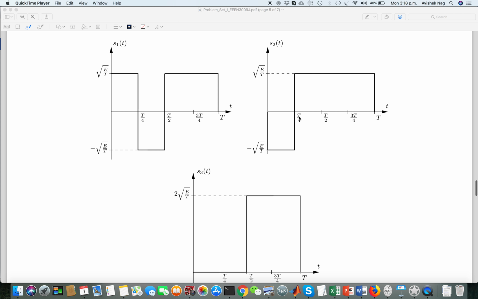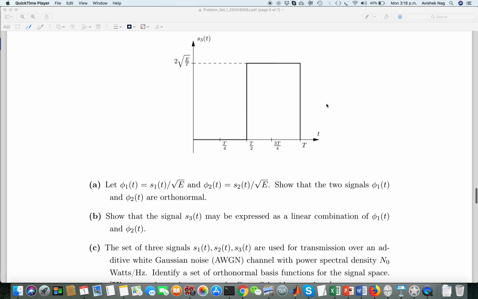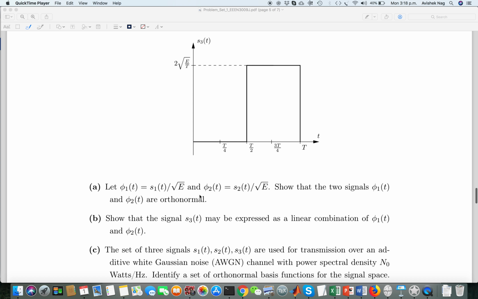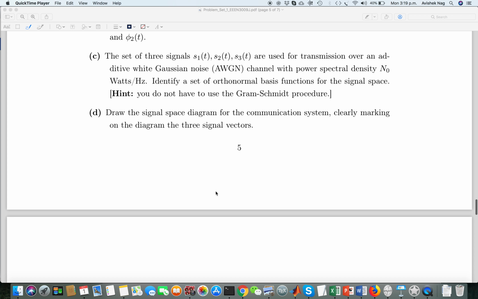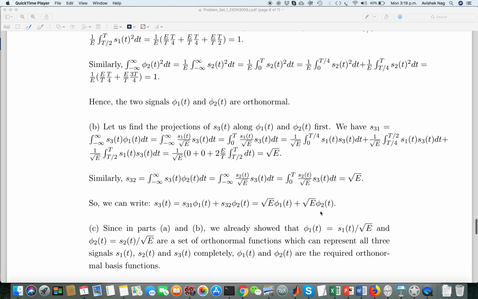But if you can argue with logic that S3(t) is actually the sum of S1(t) and S2(t), and S1(t) is given in terms of phi 1(t) as this, and S2(t) is given in terms of phi 2(t) as this, then S1(t) plus S2(t) is basically square root of E times phi 1(t) plus square root of E times phi 2(t), and therefore your S3(t) is this, which is also okay.